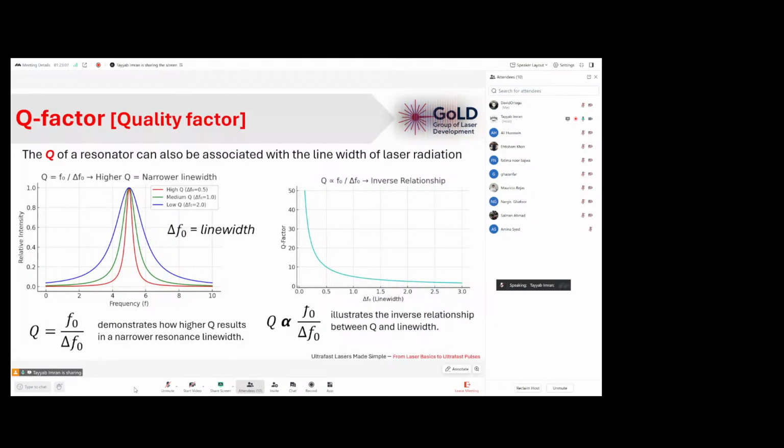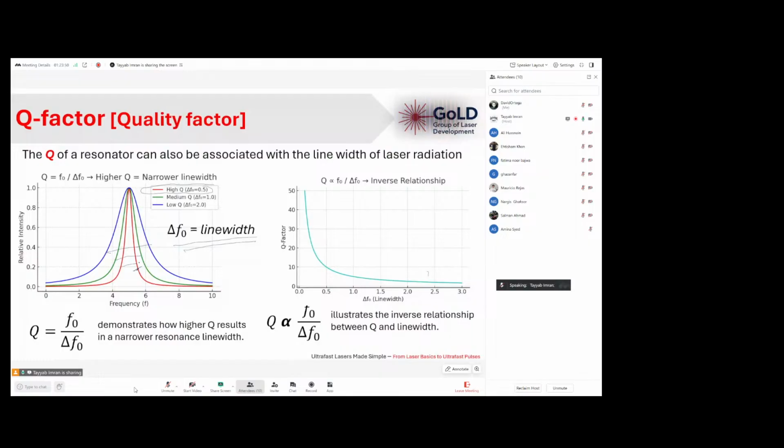This is also the quality factor. On the left side, there is a formula: Q is equal to f naught over delta f naught, where f naught is the resonant frequency and delta f naught is the line width. You can see the line width here. So at high Q, the red one, you have a narrow line width.